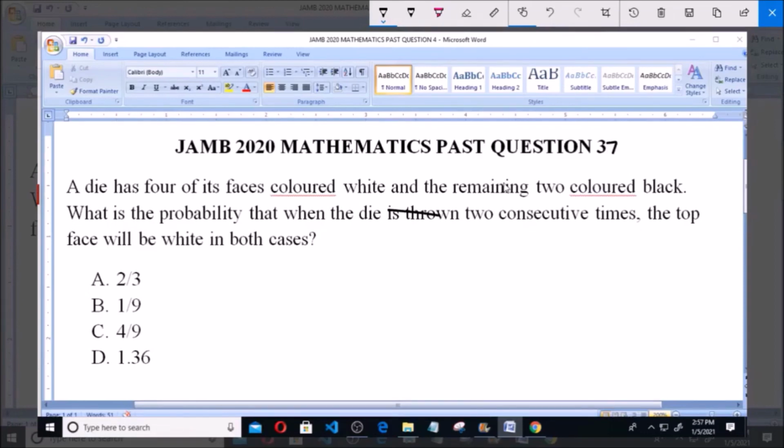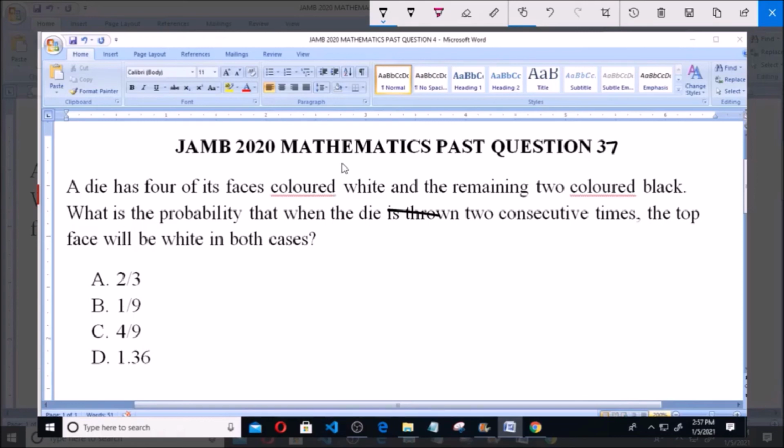A die has four of its faces colored white and the remaining two colored black. What is the probability that when the die is thrown two consecutive times, the top faces will be white in both cases? Now, option A says 2 over 3, B says 1 over 9, C says 4 over 9, and D says 1.36. Now, the die has four of its faces colored white, and like we know, the entire number of faces of a die is 6.